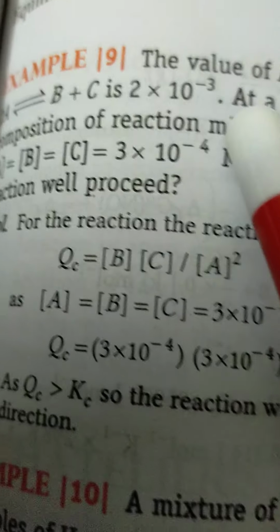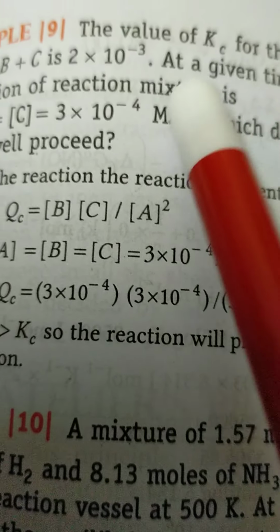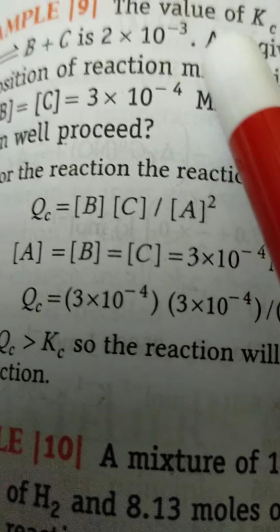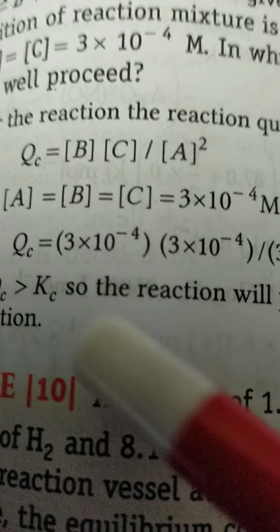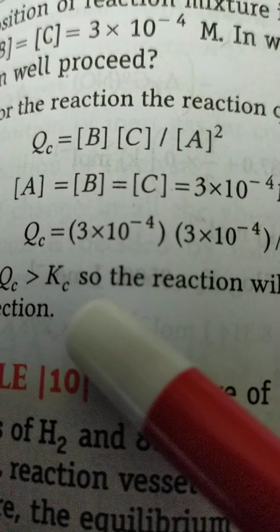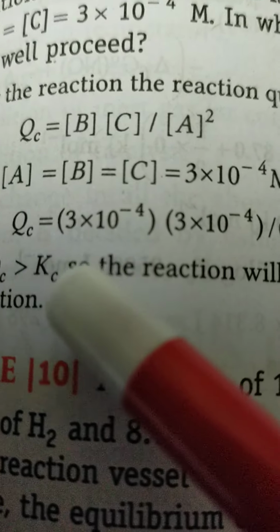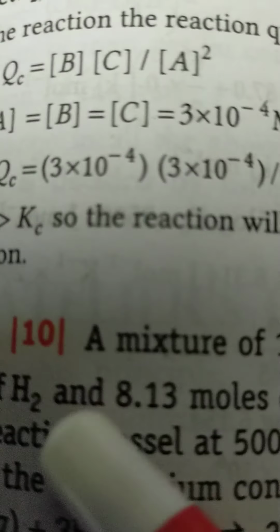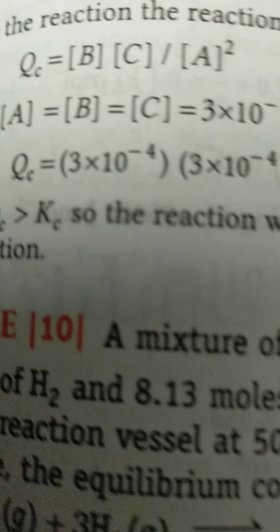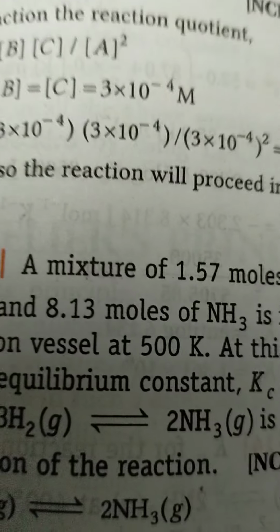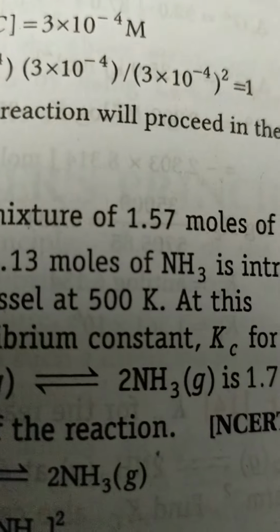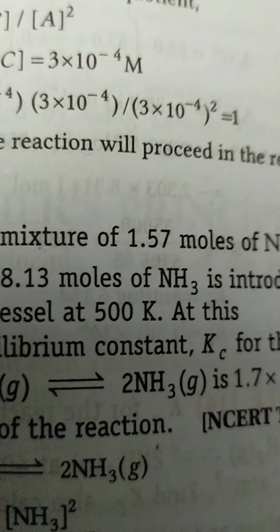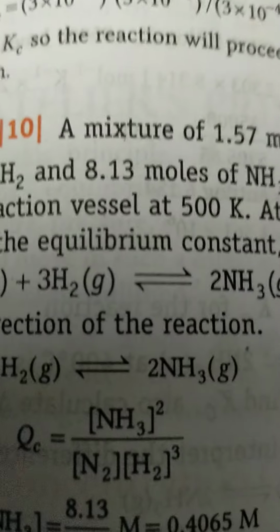So Kc is already given. What is Kc? Kc is 2 into 10 to the power minus 3. So Qc is more than Kc. So the reaction will proceed in the reverse direction. That means the reaction proceeds towards reactants.